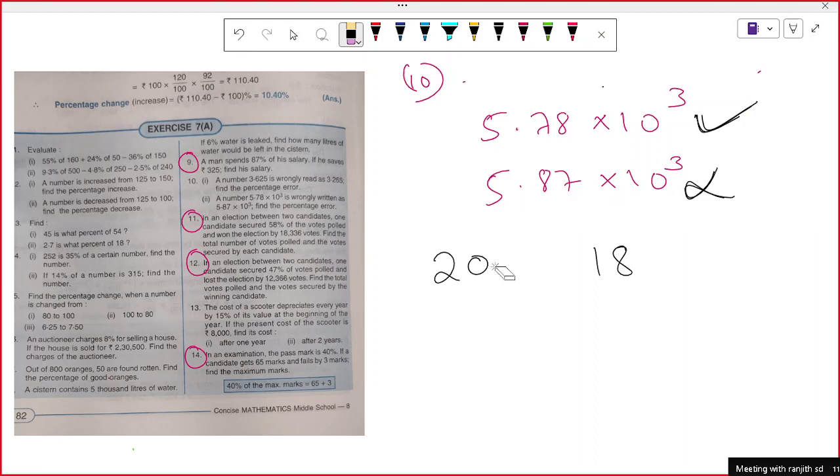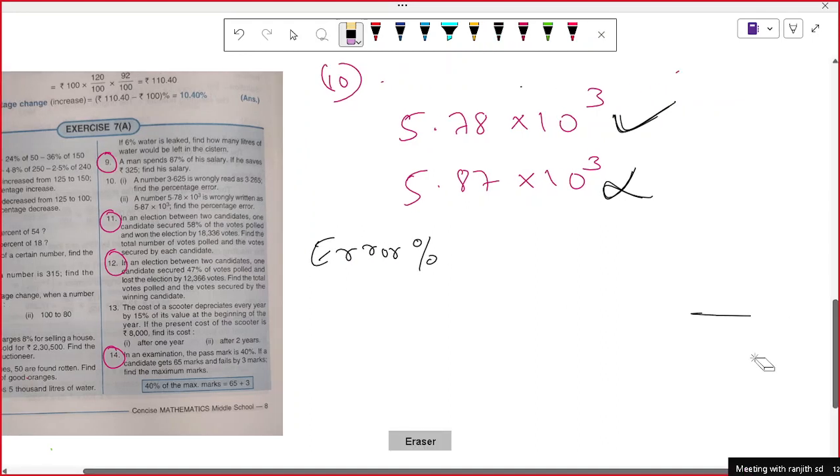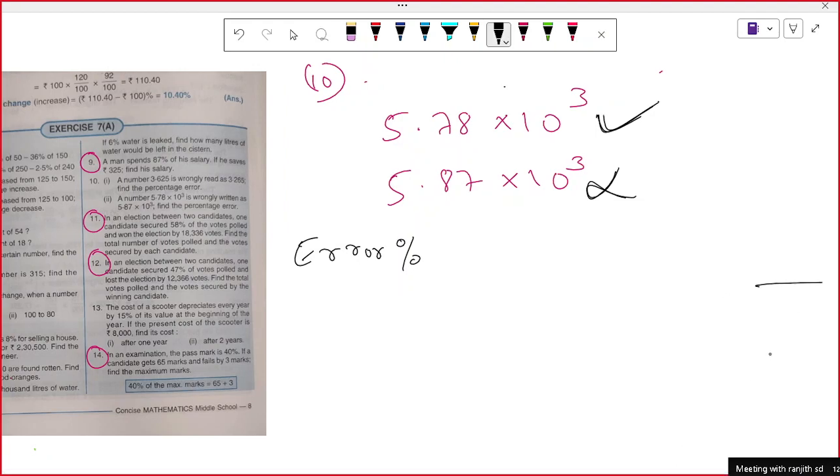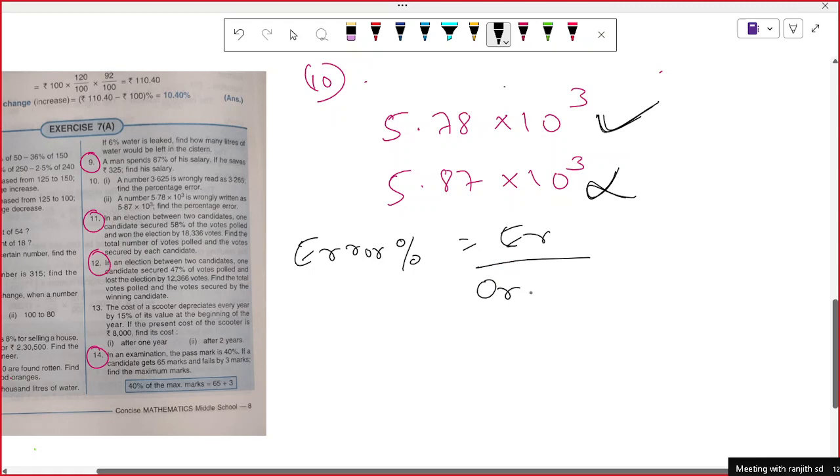Sorry for joining late, sir. Okay, can you see the screen? Yes, sir. Start with the 10th question, second one. Find the error. What is the formula for error? Error percent is equal to error divided by original value into 100%.